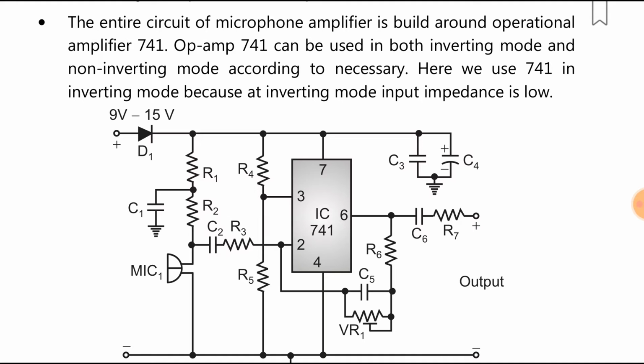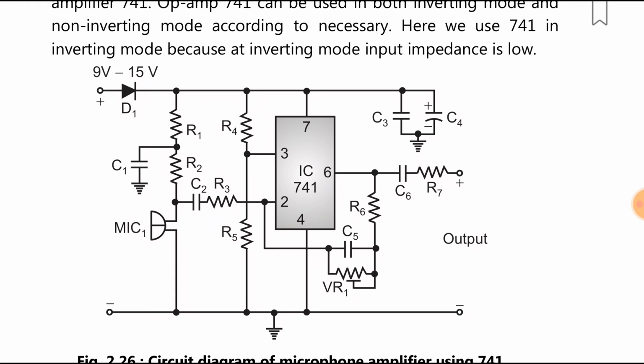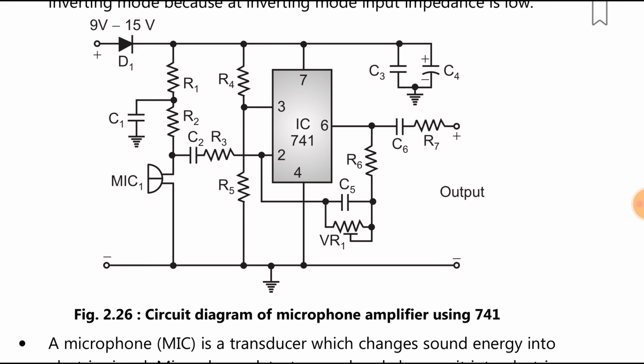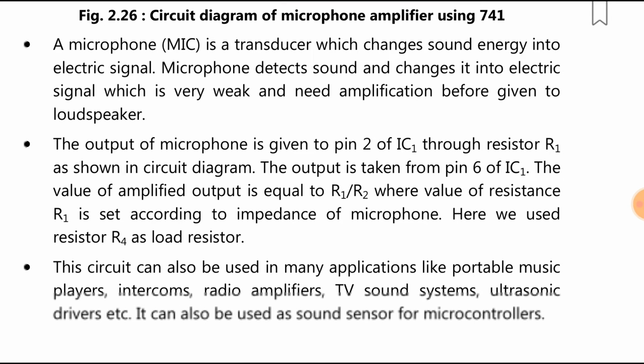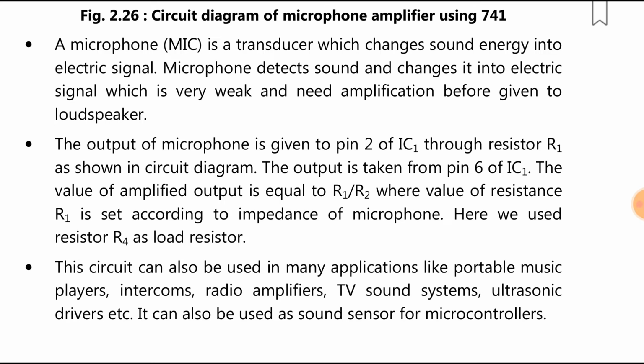So the entire circuit of the microphone amplifier is built around the operational amplifier 741. Op-amp 741 can be used in both inverting and non-inverting mode according to necessity. Here we use 741 in inverting mode because in inverting mode input impedance is low. So this is the circuit diagram of the microphone amplifier using IC 741. Through the mic, input is given and output is there. A microphone or mic is a transducer which changes the sound energy into an electrical signal.